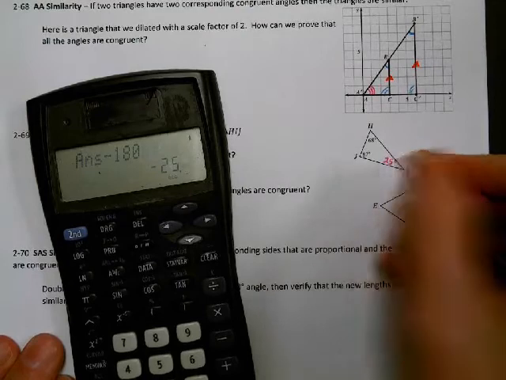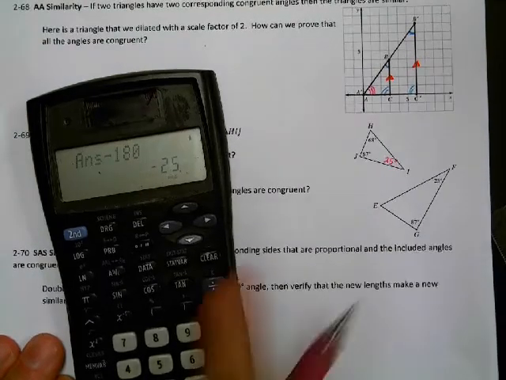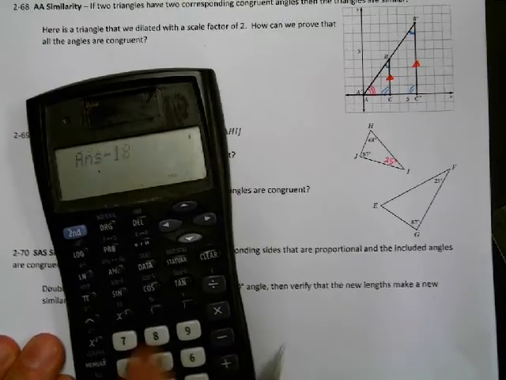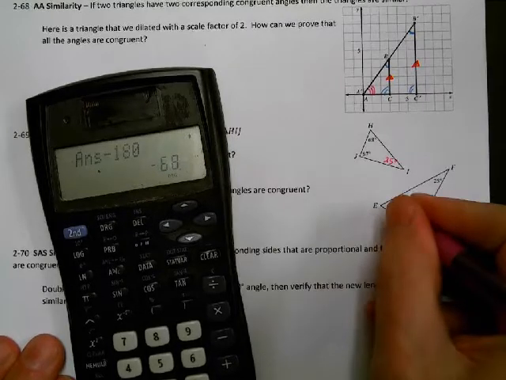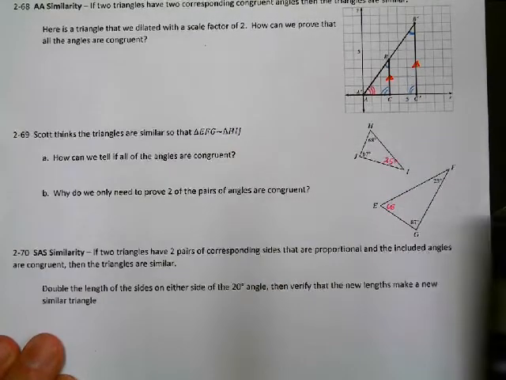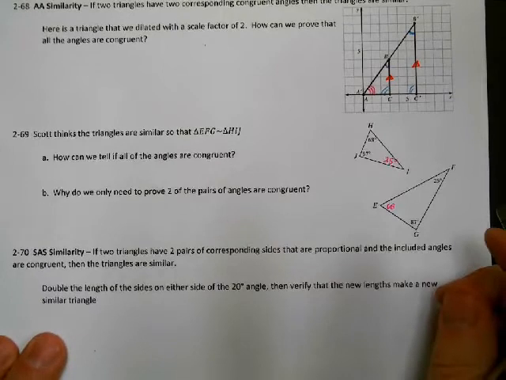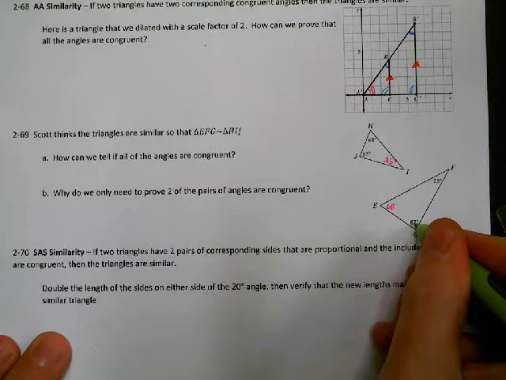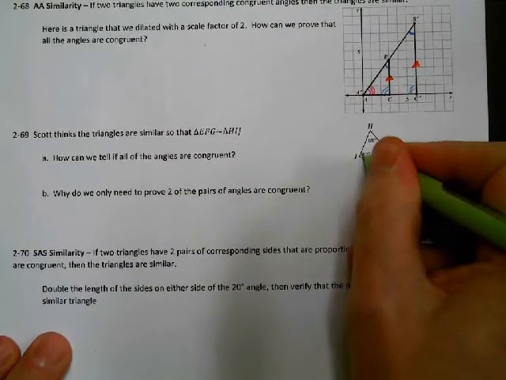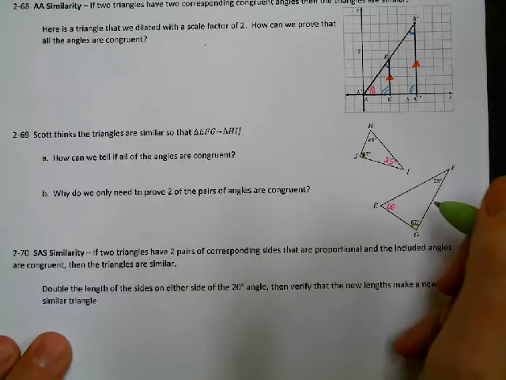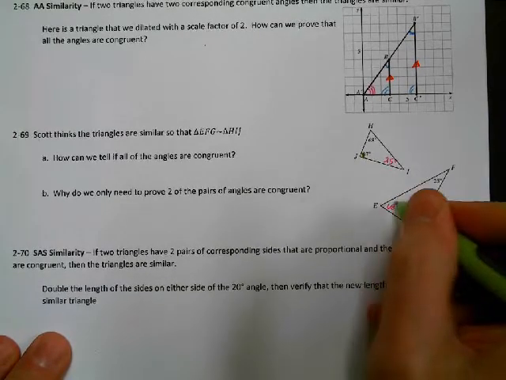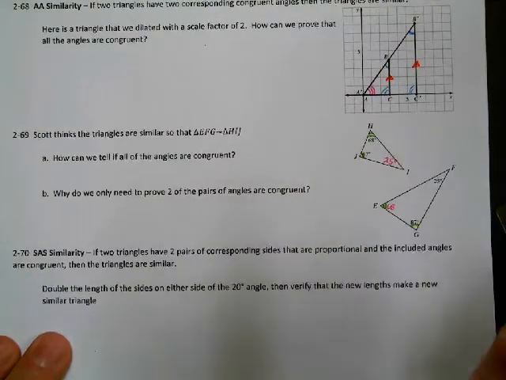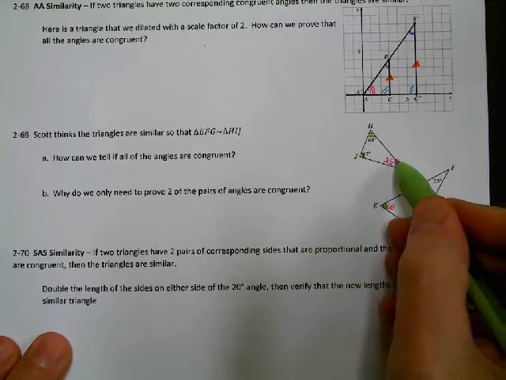Over here, I've got 87 plus 25. That comes out to 112. Subtract it from 180, 68 degrees. Are those 2 triangles similar? Yeah. Scott, I think you're right. This angle here is 87 and this angle here is 87, so those angles correspond to each other. Then we've got this angle at 68 and this angle at 68. They correspond to each other. We don't need the third angle, but if we needed it, it would definitely still be 25 and 25.